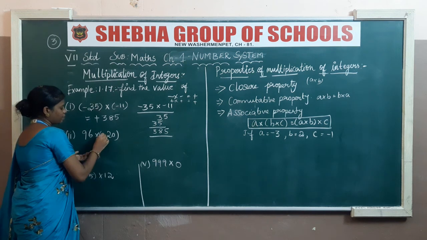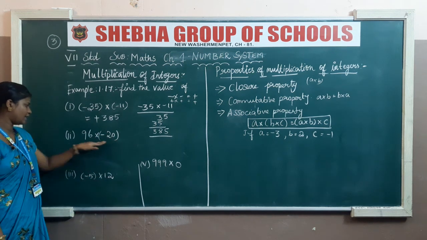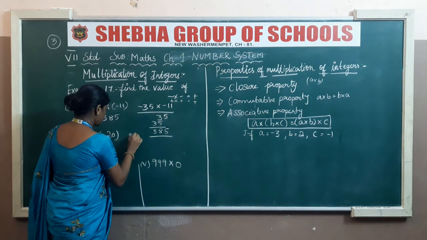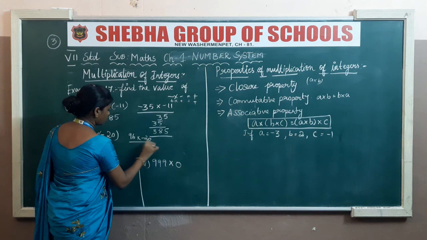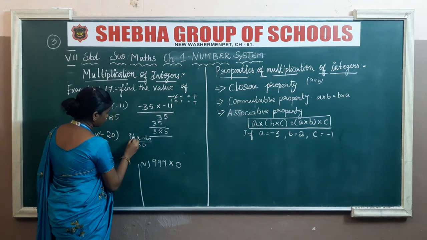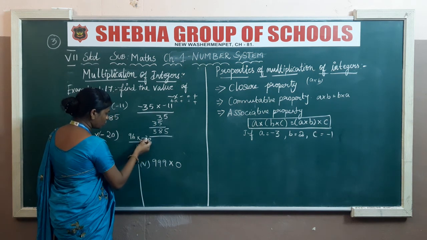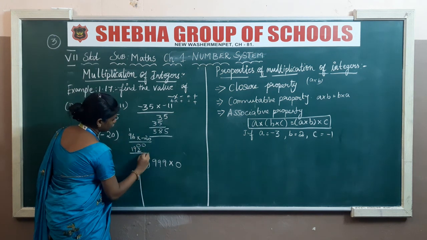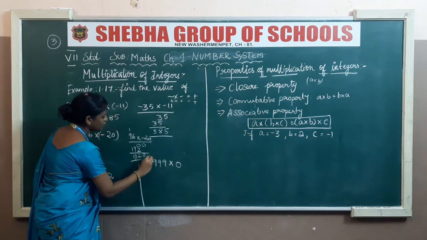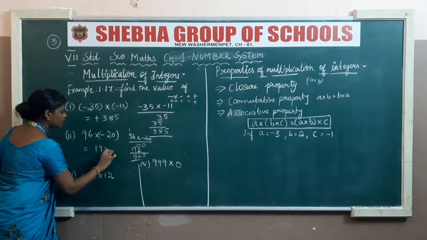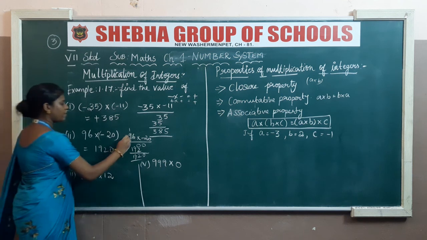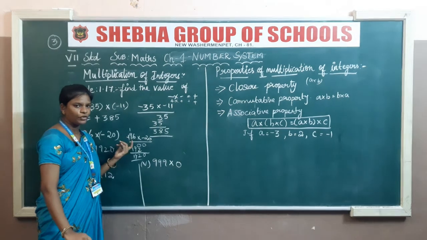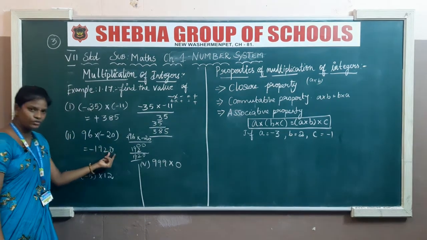Obviously the only minus is there in the 20, not in the 96. So we have to multiply the numbers: 96 into minus 20. 0 into 96 is 0. Then 2 6s are 12, 2 9s are 18, plus 1 is 19. So the value is 1920. Plus into minus should be minus, because the signs are different. So we have to put minus 1920.